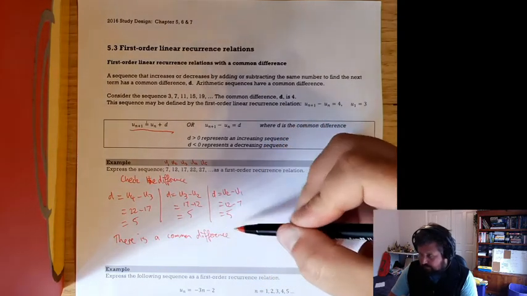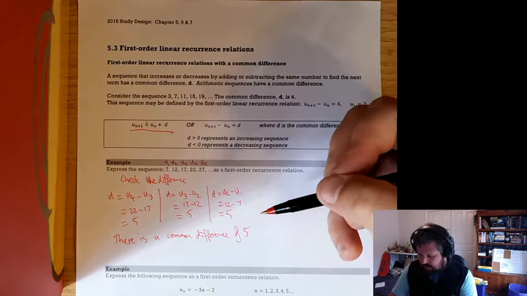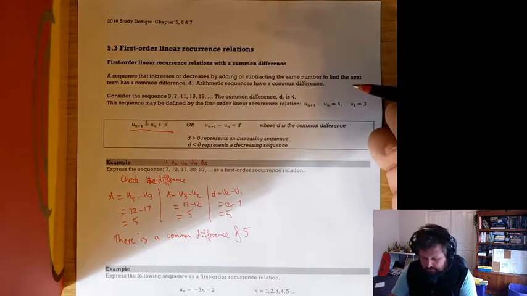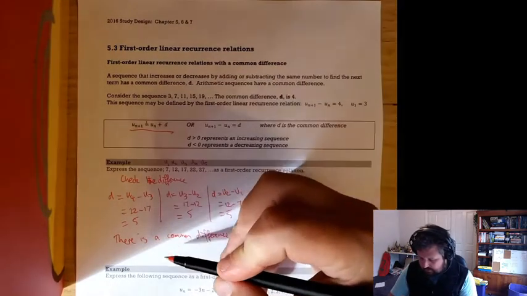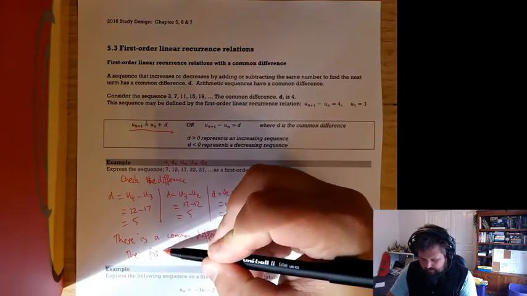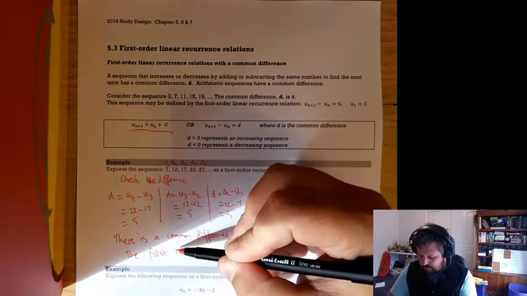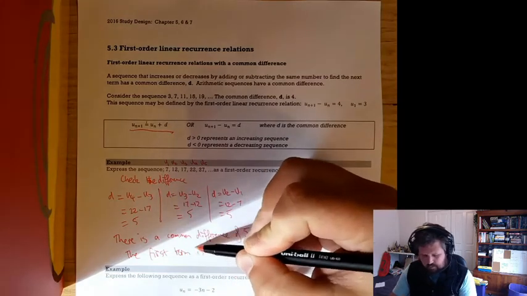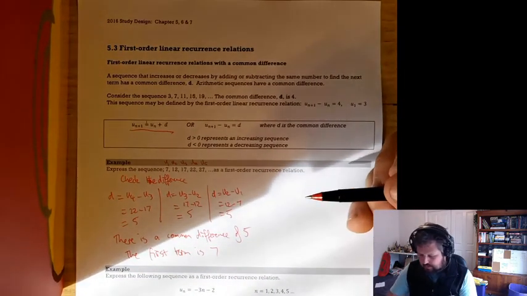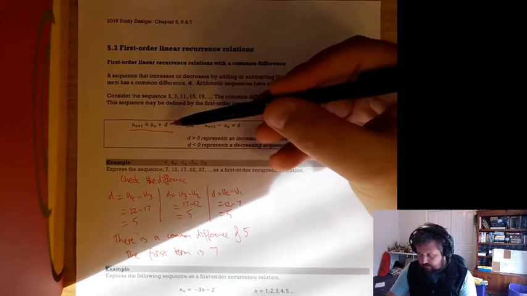The common difference of 5. Also, when we're dealing with a recursion relationship, you do need to specify what the starting value is. So in this case, the starting value, the first term, is 7. Good. Once we've got these facts, we can use this rule that we've got up here.